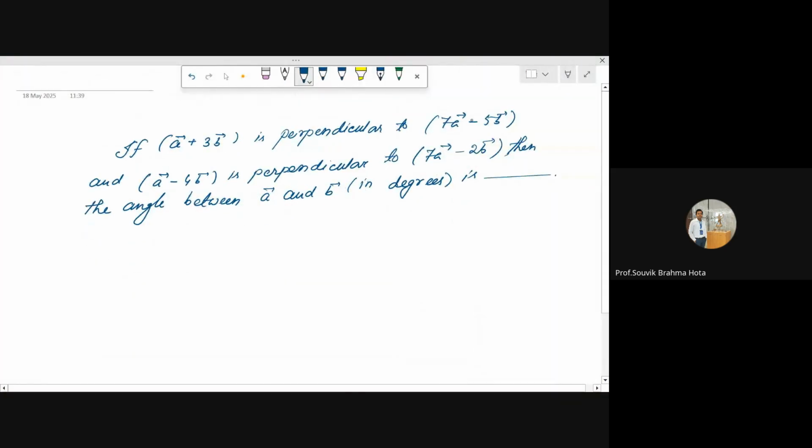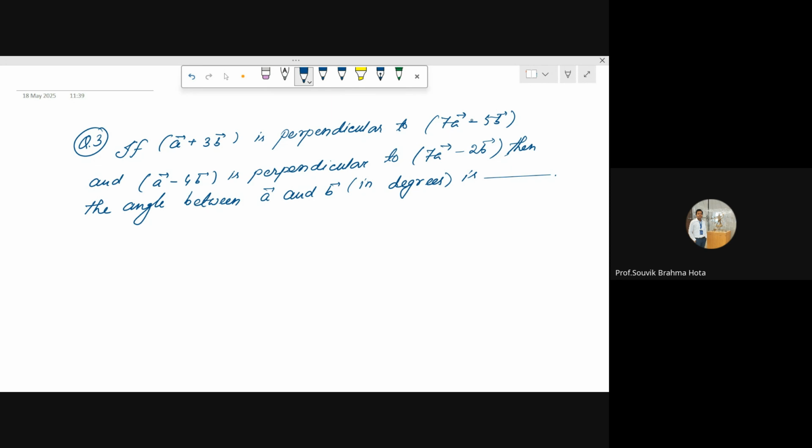Okay, now the next problem. In the previous problem, one vector was turning into another vector. It was rotating about a point like the origin and ending up onto some other vector, and both the magnitudes are the same. So basically, it is becoming parallel. That is why we have done it with the dot product.